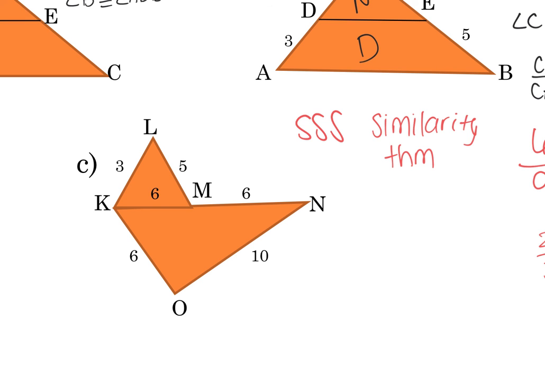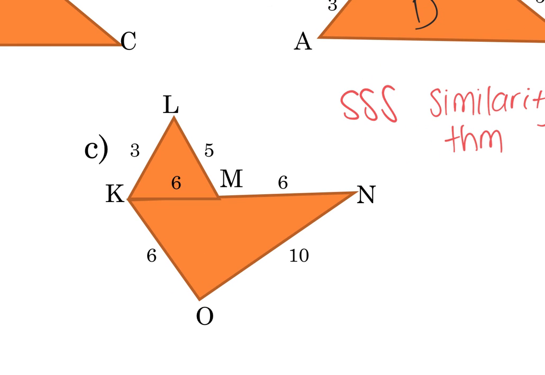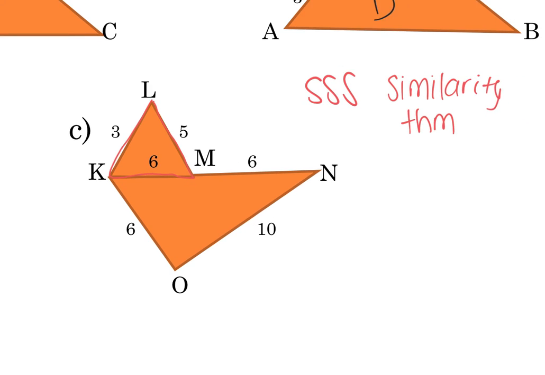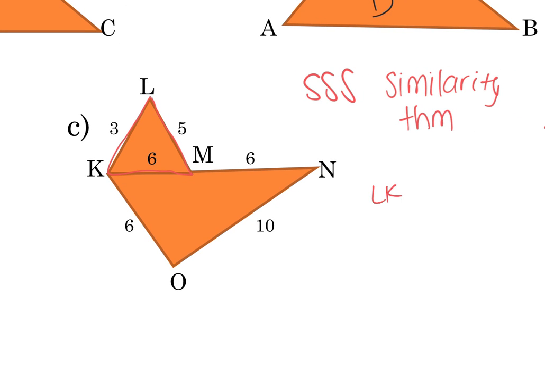Okay? So what's the smallest? Let's take a look at this triangle right here in the top, the smaller one. What's the smallest side of that one? It's LK, right? So we're going to put LK over, what's the smallest side? Be careful here, of KNO. It's KO, right? Which is 6, right? All right, now let's go to the next one.